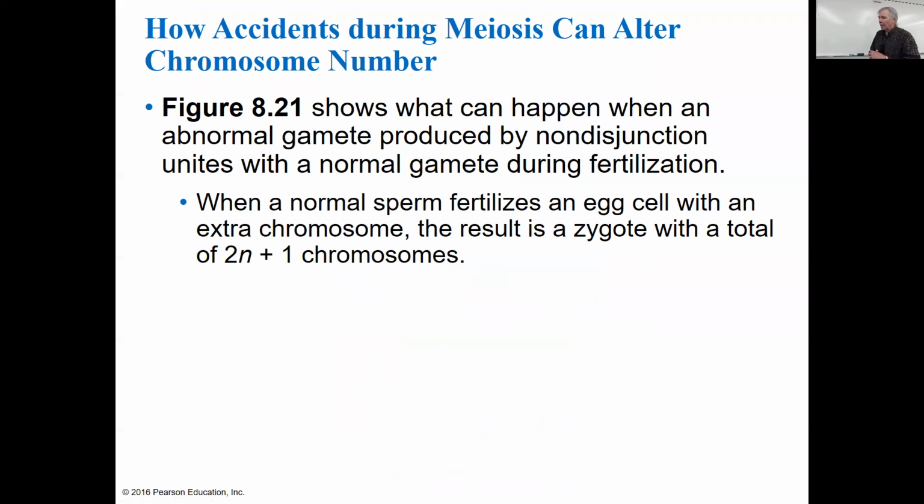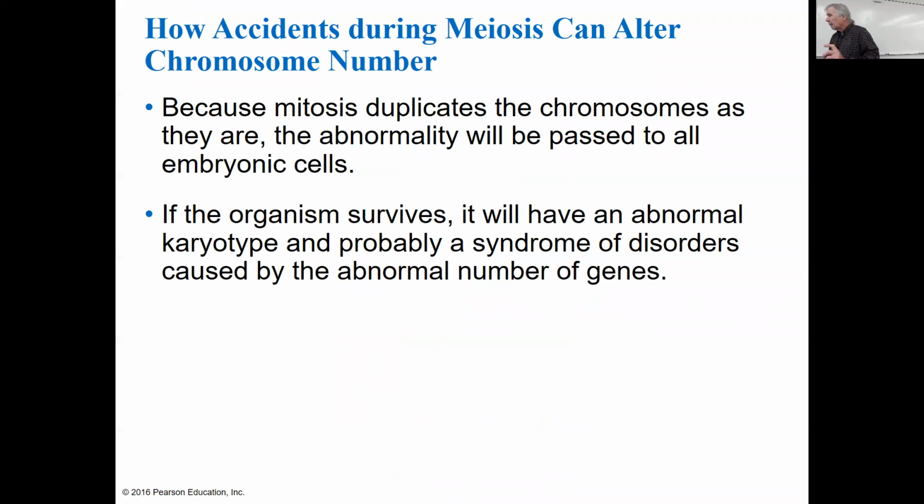Figure 8.2.1 shows what can happen when an abnormal gamete produced by non-disjunction unites with a normal gamete during fertilization. When a normal sperm fertilizes an egg cell with an extra chromosome, the result is a zygote with a total of 2N plus 1. Because mitosis duplicates the chromosomes, the abnormality will be passed on, and all embryonic cells are going to have the wrong number of chromosomes. And so if the organism survives, and most times when this happens it results in a miscarriage, the embryo doesn't survive. Right? But if it does survive, some are viable, which means they will actually be born. They will have an abnormal karyotype and may have a syndrome or disorders caused by the abnormal number of genes.